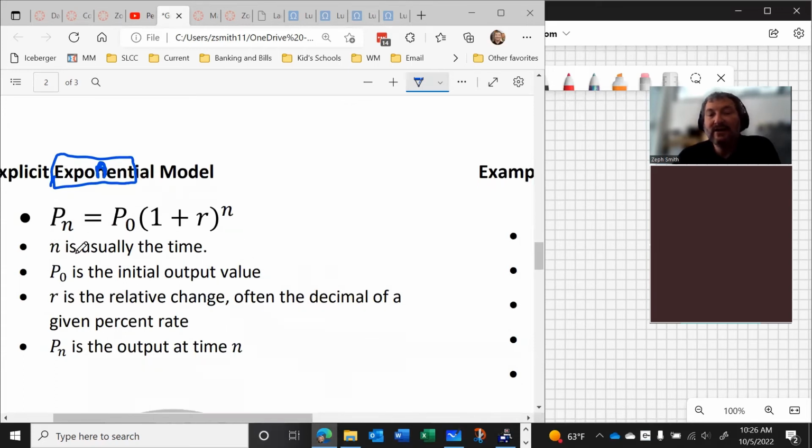Okay, so n again is usually time. P sub 0 is the initial output value, the initial value. R is the relative change. Now, R is often given as a percent, but it always needs to be used in decimal form. So I should say always the decimal of a given percent rate. The reason I said it is that often they'll give you the percent growth rate, and you need to use the decimal form. And P sub n is the output.